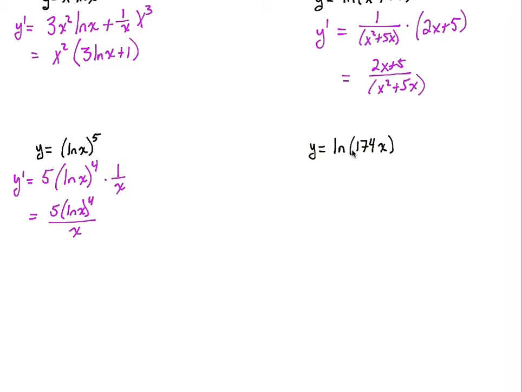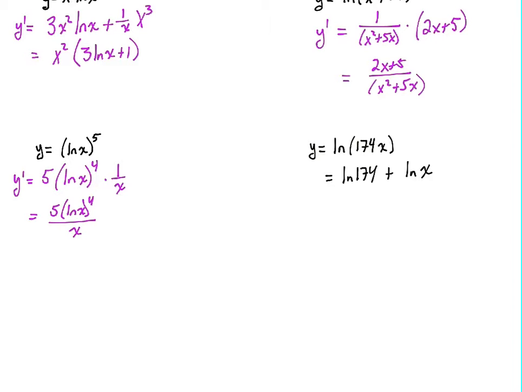Last one here. We'll do this in just a sec, but if you remember your log properties, the log of a product is equal to the sum of the logs. Or, if you didn't understand that, you could say that this is the natural log of 174 plus the natural log of x. And now we can take the derivative of that.